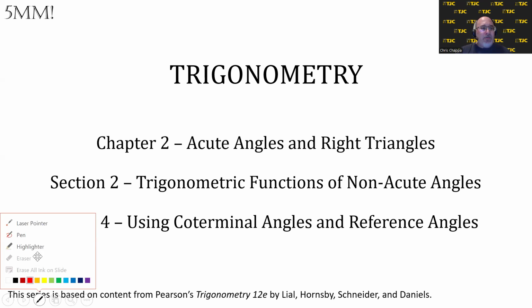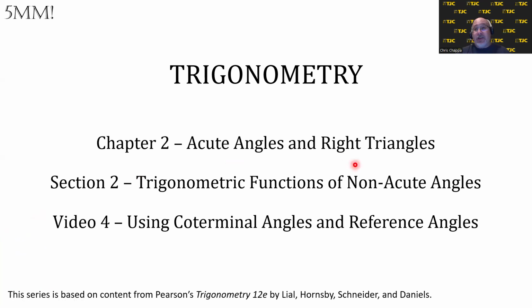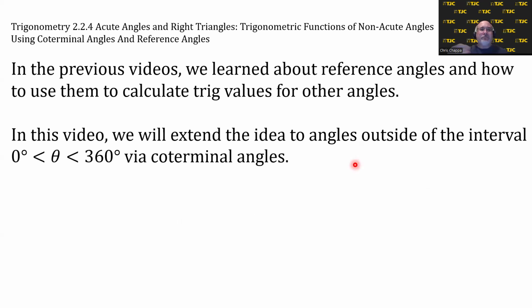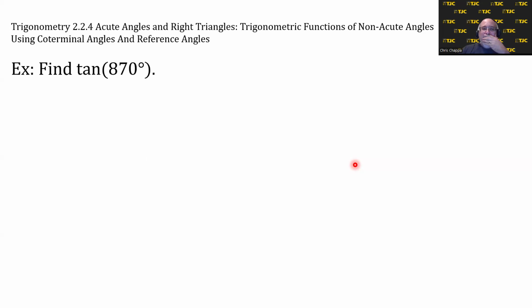In a previous video, I mentioned we would talk about coterminal angles outside of the 0 to 360 range. This is the video that addresses it. In the previous videos, we learned about reference angles and how to use them to calculate trig values for other angles. In this video, we will extend the idea to angles outside the interval 0 degrees to 360 degrees via coterminal angles. For example, let's find the tangent of 870 degrees.